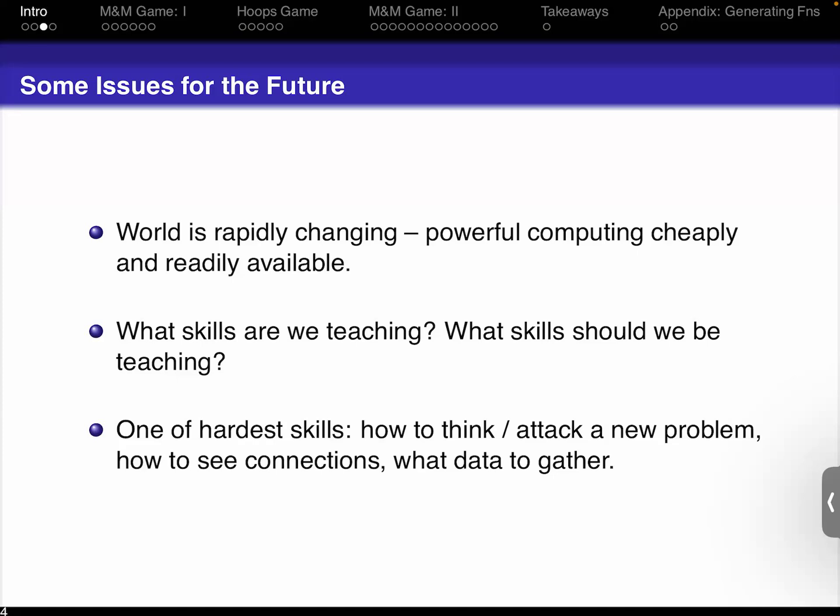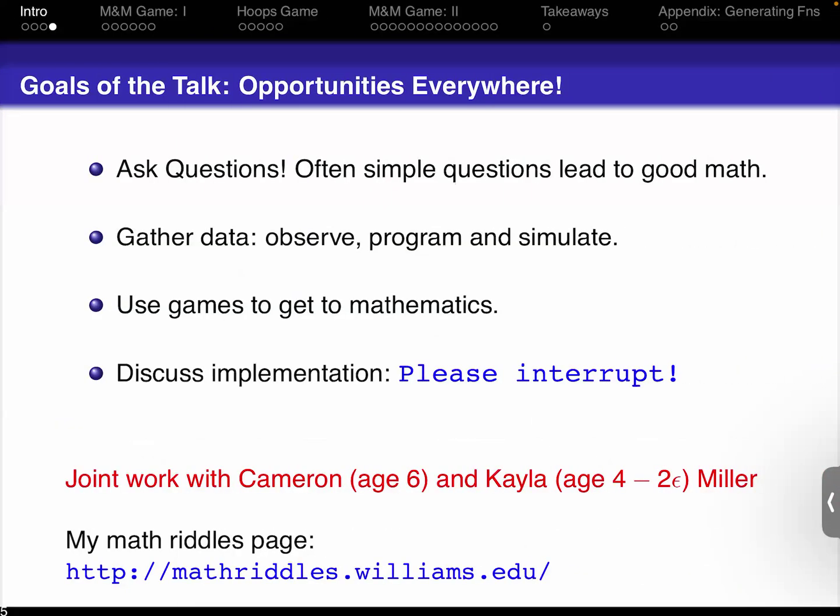Take logarithms, right? So that's got to be lurking in the background whenever we have anything. All right, so we want to ask questions, we want to gather data. I like to use games to highlight and excite people about mathematics.